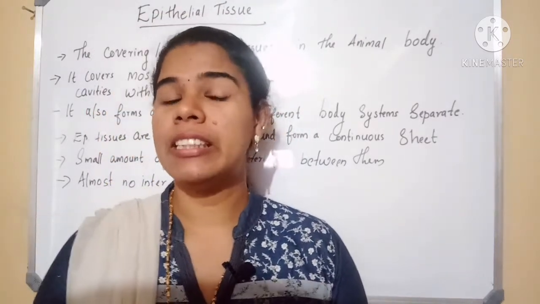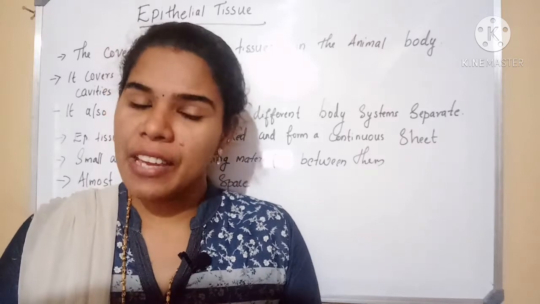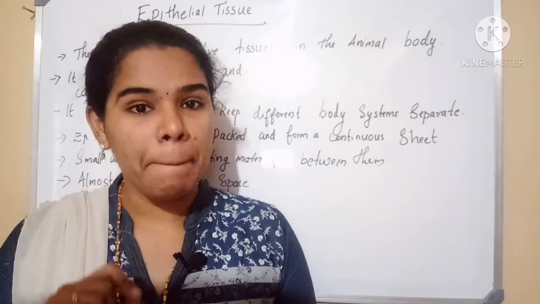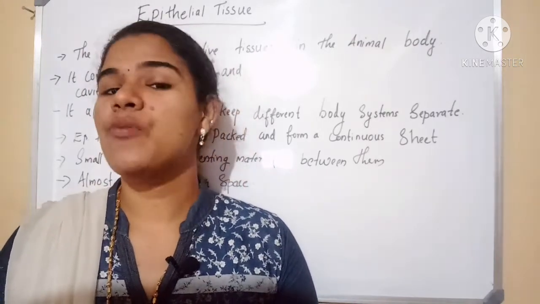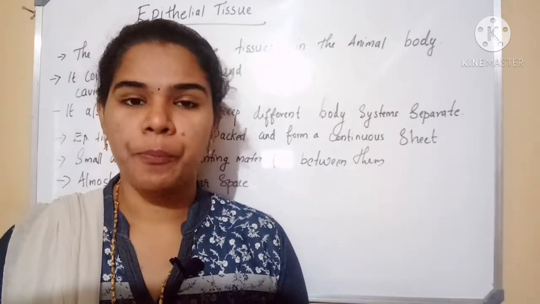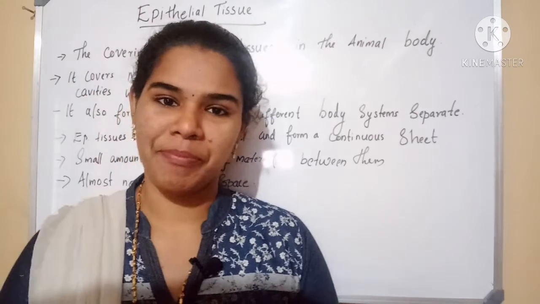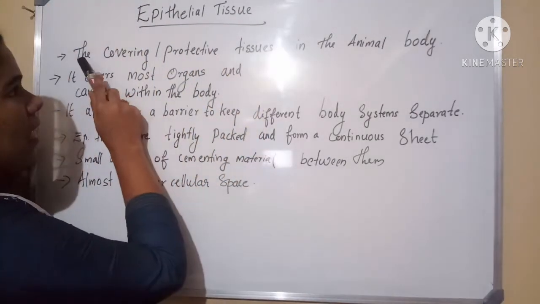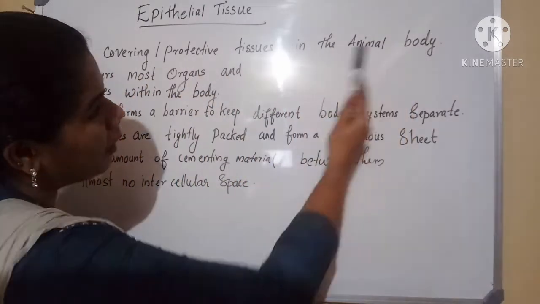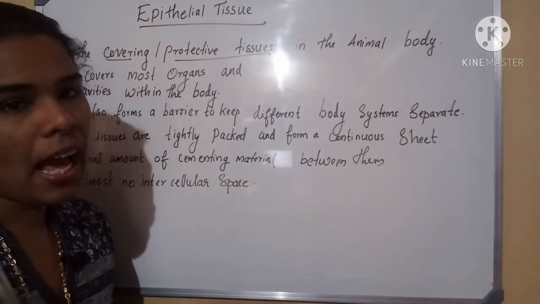In plant tissue we learned the outermost protective layer is the epidermis. In the same way, in animal tissue the outermost protective layer is epithelial tissue. So it is very simple to learn. Today we discuss the function and the distinct features of this epithelial tissue. First, epithelial tissue is a covering or protective tissue in the animal body.